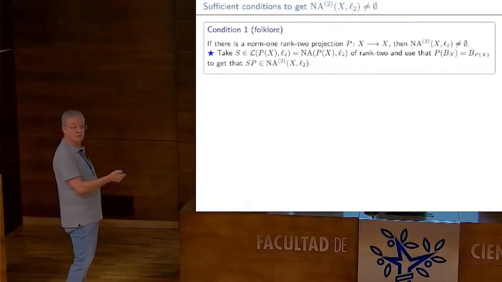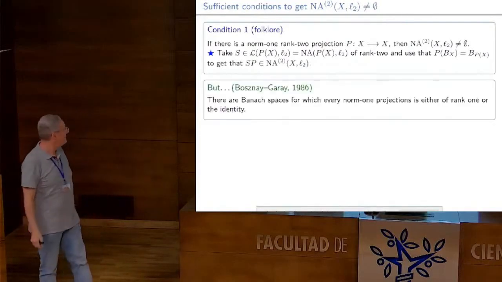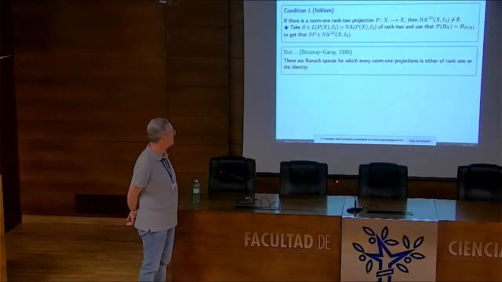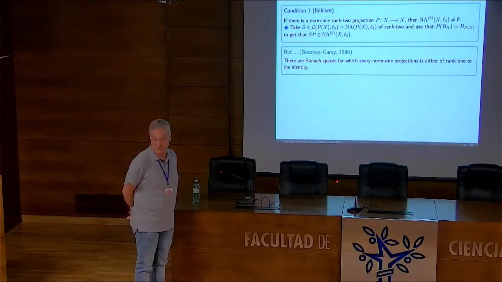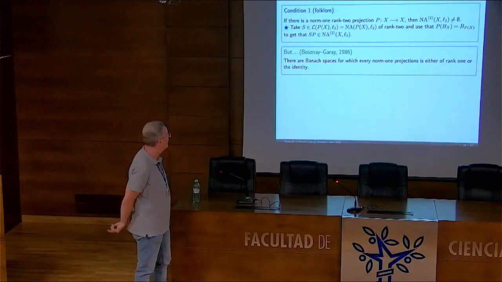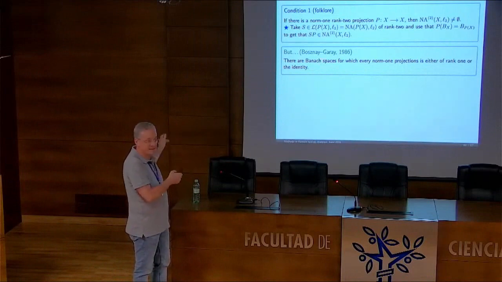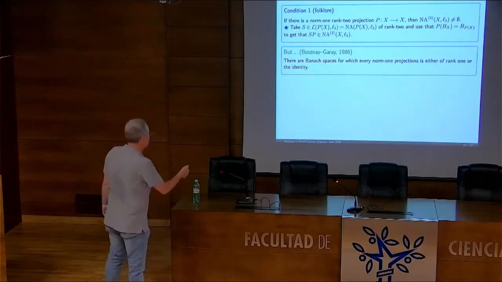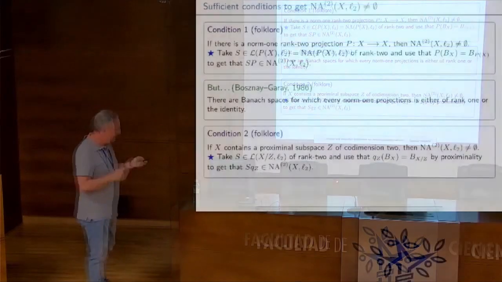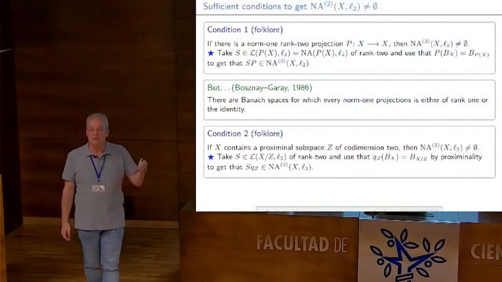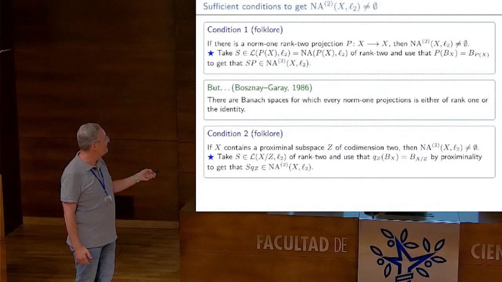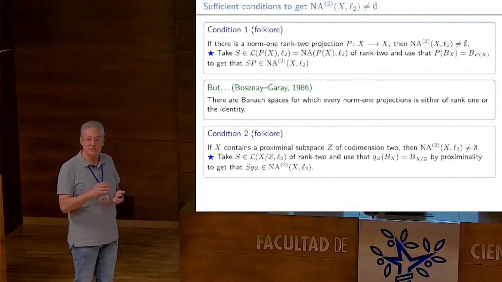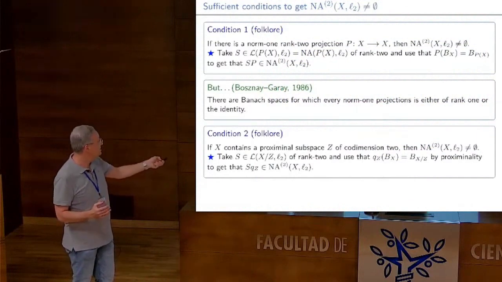Okay, so good. But there are Banach spaces for which every norm-one projection is either of rank 1 or the identity. Even finite dimensional, which is rather hard to believe, but it's true. I don't know if this is the first example, but this is the first example I was able to find. Okay, but if you think a little bit about this result, you are not using that P is a projection at all. What you are using is this condition, P of B_X equal B of PX. Then why, instead of using a projection, not use a quotient with the same idea? But you need this condition in the quotient.